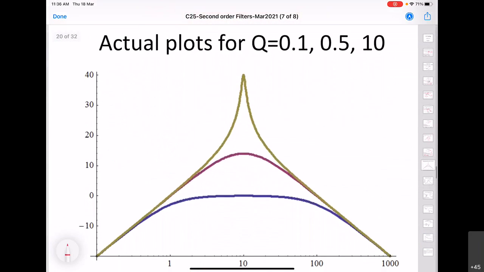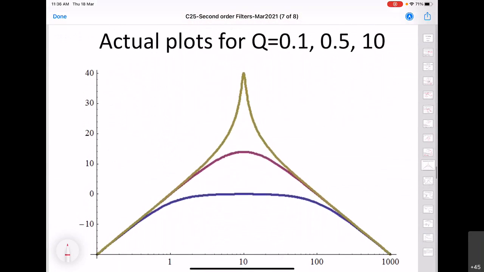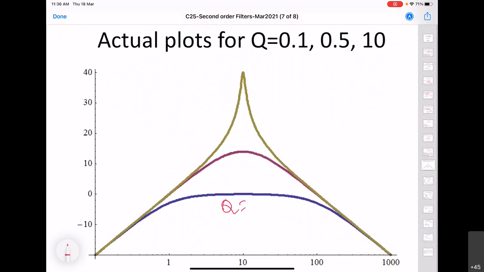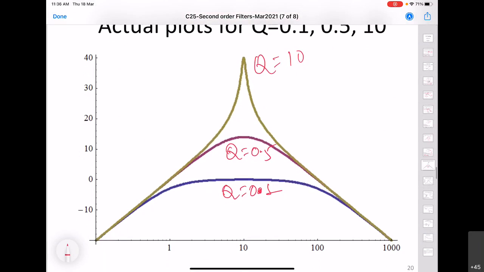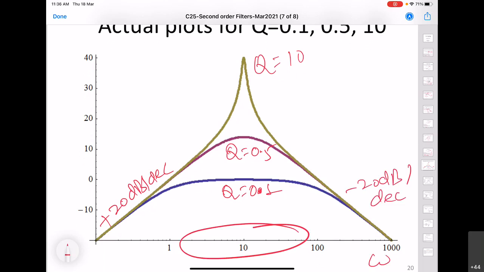Now let us see the actual plot of the transfer function for various q's. So here we have q is equal to 0.1, and here we have q is equal to 0.5, and this is q is equal to 10, right? So here you can see that we have a slope of 20 dB per decade. Similarly, here we have minus 20 dB per decade slope. So only the frequencies in this region either don't get attenuated, or in some cases we can say that they get amplified also, sort of.